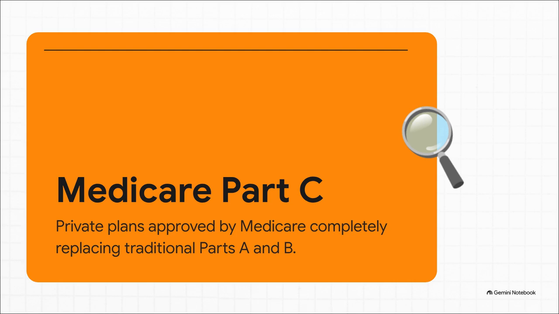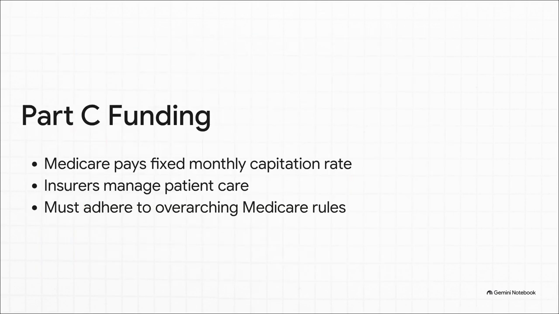The absolute most crucial point you need to remember, Part C is a total replacement plan. It's offered by private insurance companies that Medicare has officially approved, and it completely replaces traditional Part A, your inpatient hospital coverage, and Part B, the outpatient medical coverage. It bundles the whole shebang into a single plan. And frequently, to entice enrollees, these private plans will throw in extra perks like prescription drug coverage and routine vision benefits.